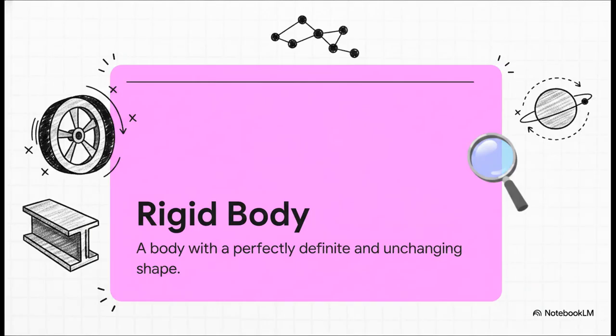To handle this complexity without losing our minds, we introduce a brilliant shortcut: the rigid body. It's a foundational model where we just assume an idealized extended body has a perfectly definite and unchanging shape. We pretend the distances between all the particles inside it remain perfectly constant. Now, is anything in the real world perfectly rigid in the absolute strictest sense? No, of course not. Everything deforms a little bit under force. But for solid stuff like metal wheels or steel beams, those deformations are so microscopic we can just entirely ignore them. Treating them as one unified, rigid shape gives us a beautifully workable way to calculate their motion.